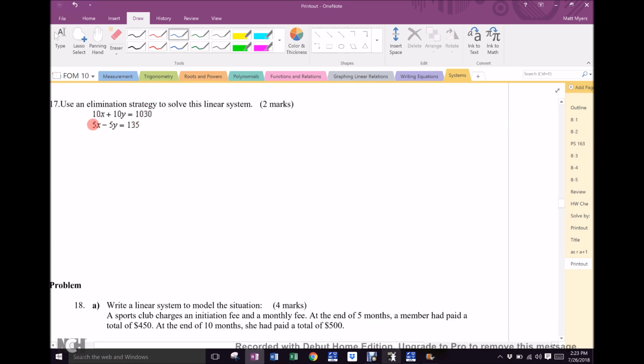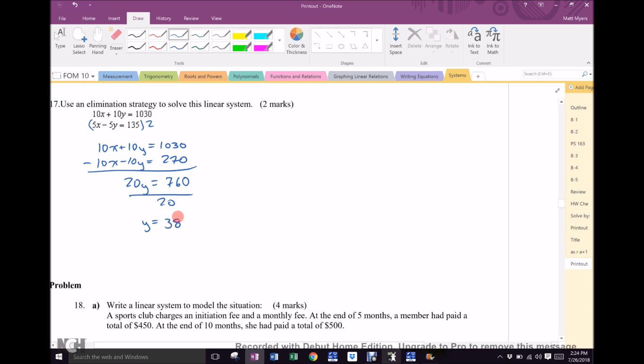Elimination. I got to make them the same. So I've got 10x plus 10y equals 1030. I'm going to multiply that by 2. 10x minus 10y equals 270. This is a subtraction situation. 10 minus 10 is 0. 10 minus minus 10 is 20y equals 1030 minus 270, which is 760. Divide by 20, y equals 38.